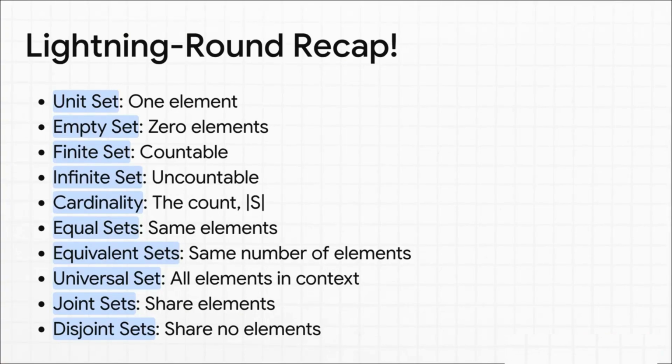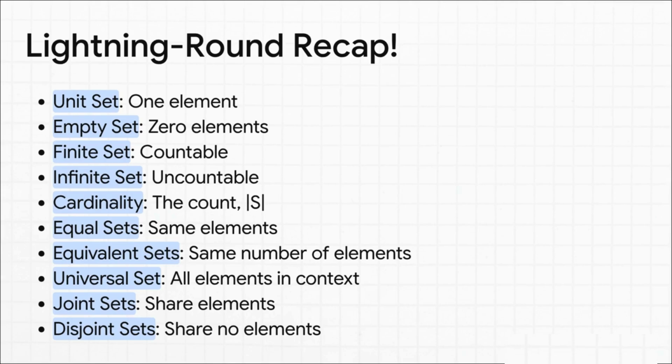Let's do it. A unit set has 1 element. Empty set has 0. Finite sets are countable. Infinite sets are uncountable. Cardinality is the count. The universal set is the big picture. Equal sets have the same stuff. Equivalent sets have the same amount of stuff. Joint sets share and disjoint sets don't.